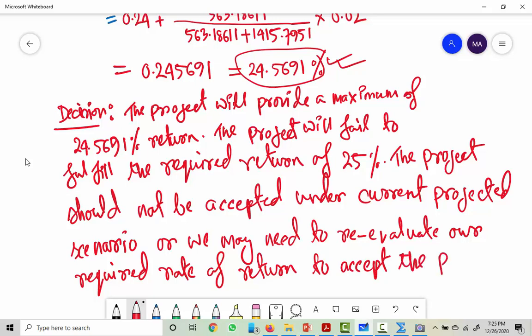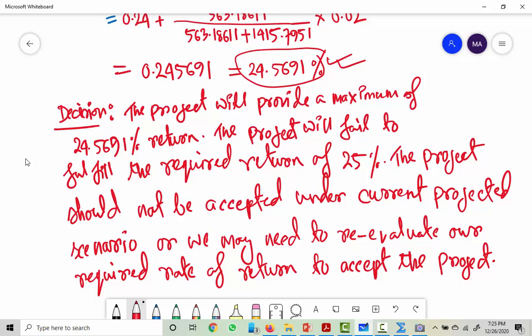If you can look for a cheap source of capital, your cost of capital will be lower, and in that case you may be able to look for a lower required rate of return. In such a case you may be able to accept the project.